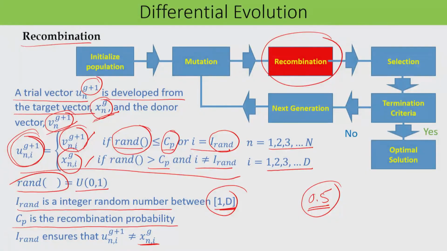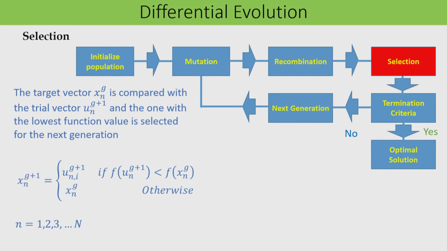So, using the donor vector and the target vector, we are creating a new trial vector, and that is u n I z plus 1. The next step is selection. Okay. So, this is the step.